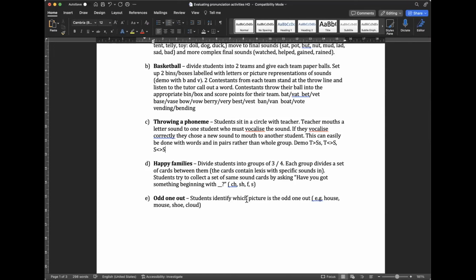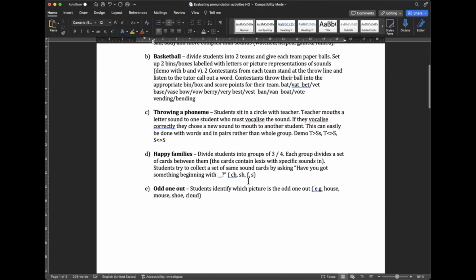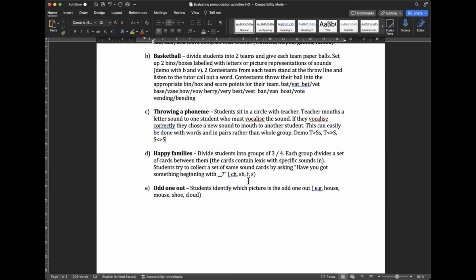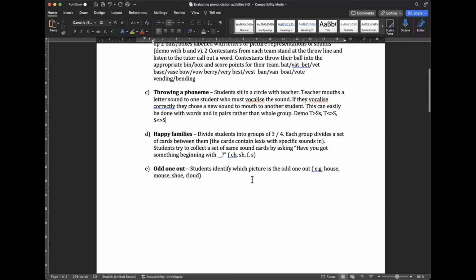Divide the students into groups of 3 or 4. Each group divides a set of cards between them. The cards contain lexis with specific sounds in. Students try to collect a set of same sound cards by asking, have you got something beginning with CH, SH, F, or S? Ch, ch, ch, f, and s. So, okay.